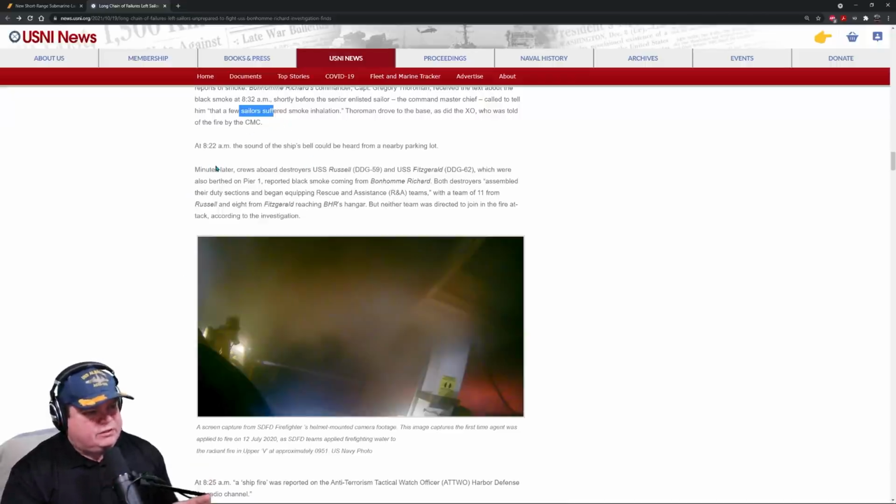Okay, 8:22 a.m., the sound of the ship's bell could be heard from a nearby parking lot. So alarms are ringing now so loud that they're hearing it outside the ship. Minutes later, crews on board destroyers USS Russell and USS Fitzgerald, which were also berthed at Pier 1, reported black smoke coming from the BHR.